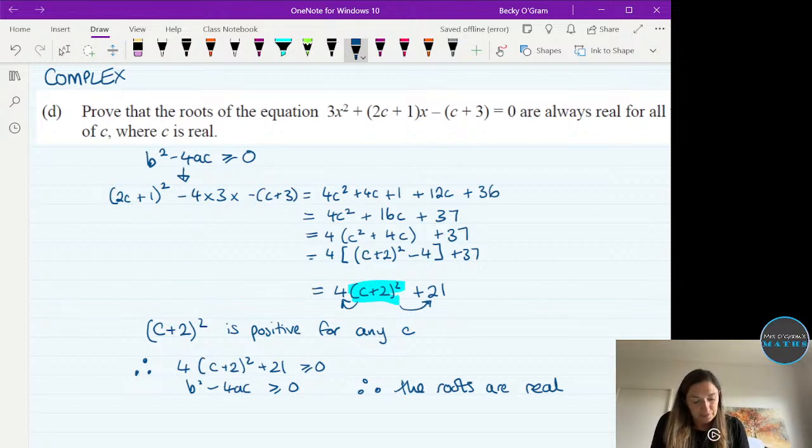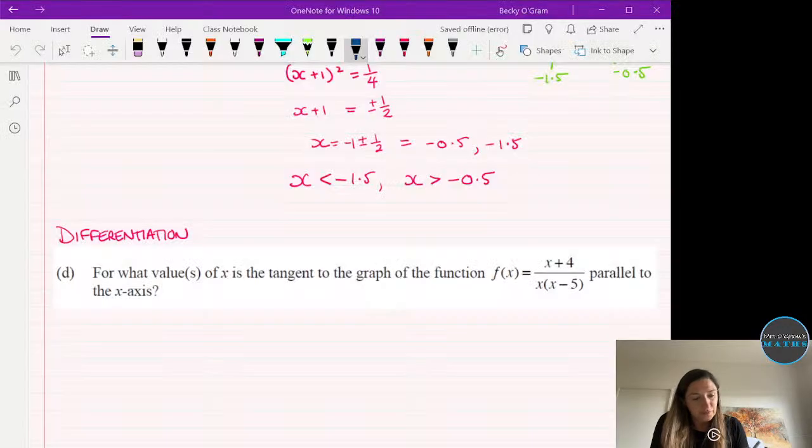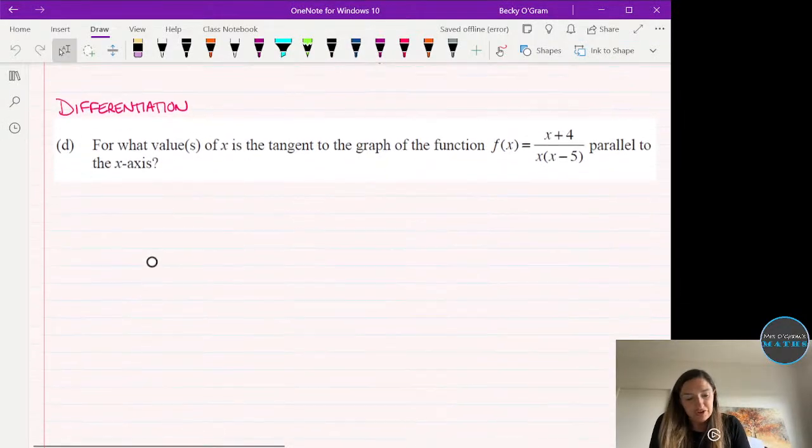Okay. Right, let's get the next one up. One moment. There we go. Right, we're on the differentiation page.